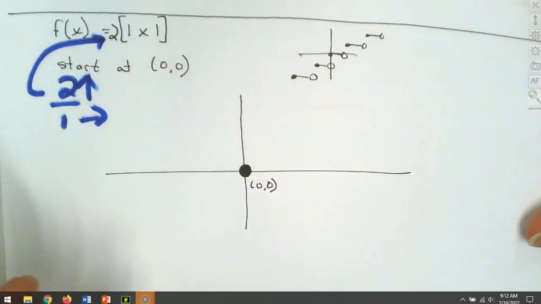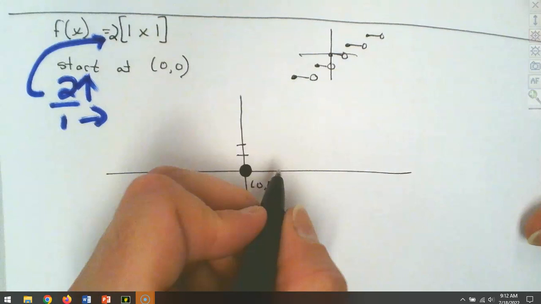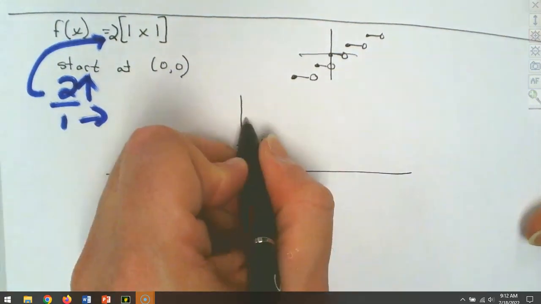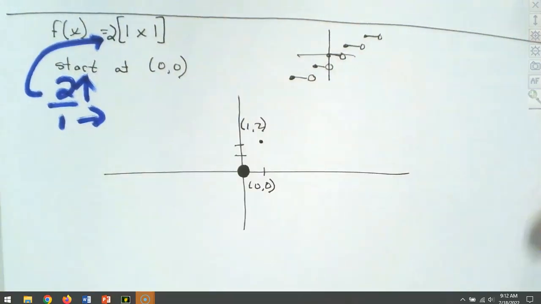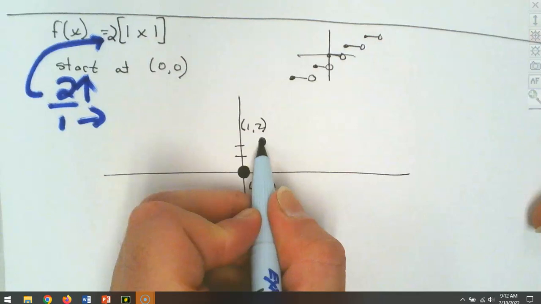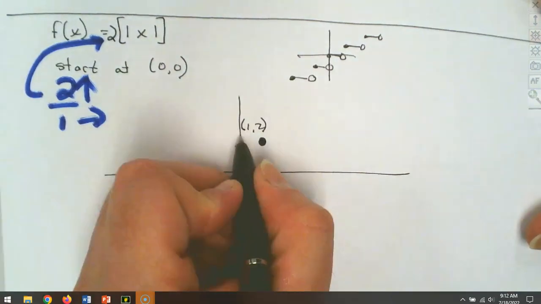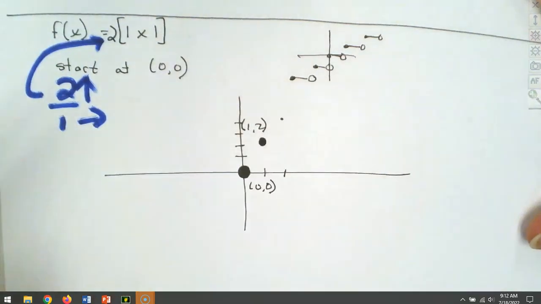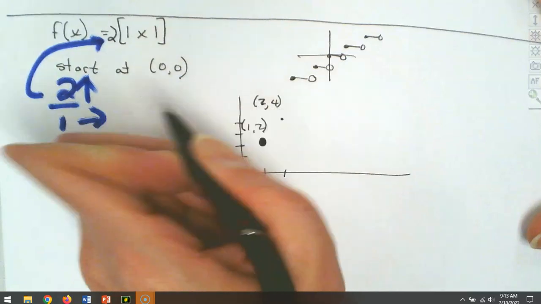And now, what are we going to do? We're going to go up 2 over 1 unit. So up 2 over 1, well, that would be at 1, 2. And there's a closed circle there. And we'll do another one up top. So we'll go up 2 units from there, over 1 more. And that would be at about 2, 4.